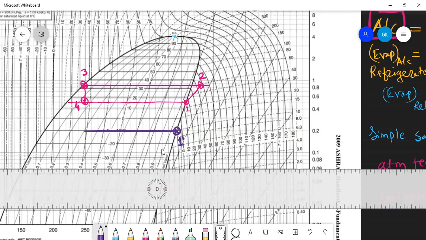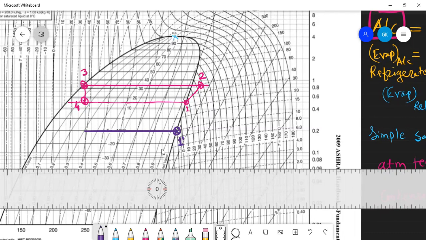Now in both cases, both are rejecting heat to the atmosphere. Both are air cooled. Maybe the AC is using a fan and the refrigerator is not, so there might be a slight difference in the condenser temperature, but that will not be a very high difference. So our answer will not change. Here we assume that both are operating at the same condenser temperature.